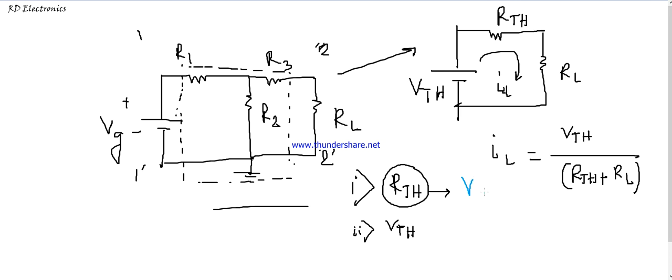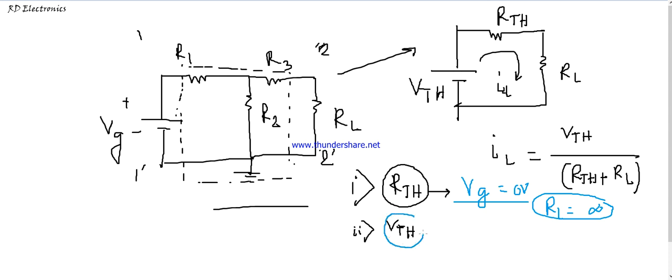For RTH measurement, at first Vg equals 0 or is short circuited. That means in the circuit all DC voltage sources are short circuited at first, and then the load is infinity, that is, the load is open circuited, and we measure this RTH value from the load terminal. This is the first step.